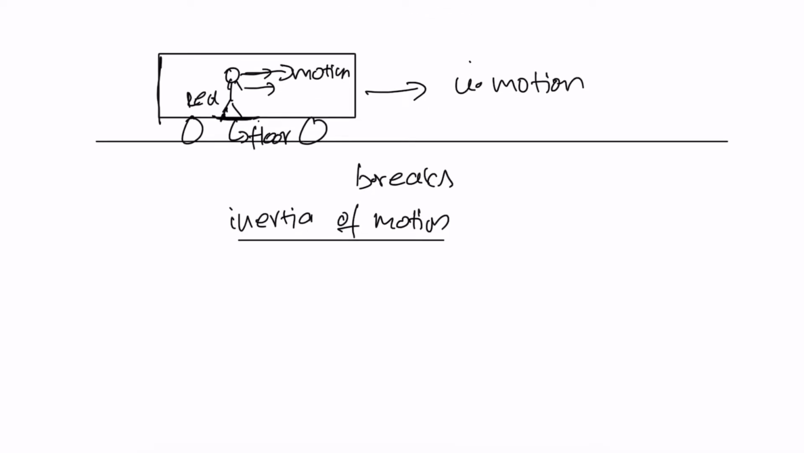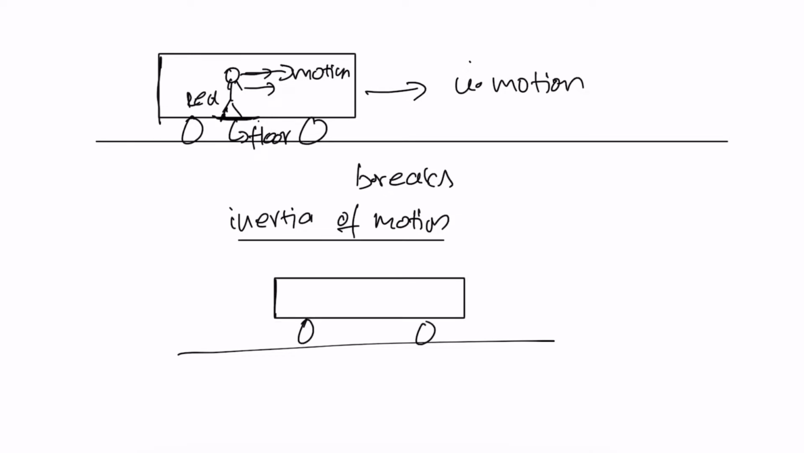Suppose the bus suddenly starts from rest. Same situation here also, you are standing on the floor. Initially the body is in rest position, head and legs are at rest. Suddenly the bus is moving, meaning the legs are moving, but the head is in rest position. So the legs are moving forward, but the head is in the same state. Immediately you fall down backward. This is due to inertia of rest.